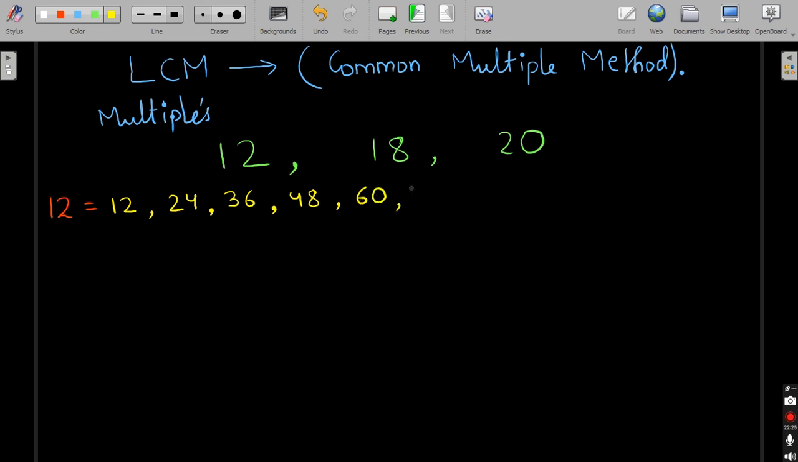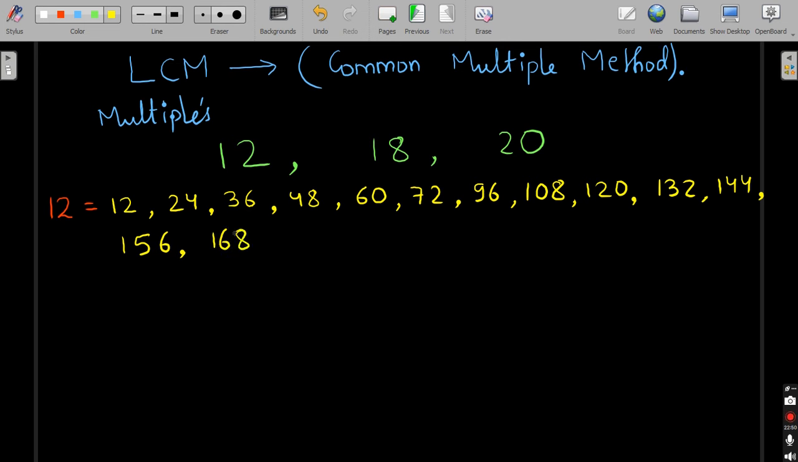12 fives are 60, 12 sixes are 72, 12 sevens are 84, and so on. After that you will get 96, 108, and again 120. After that 132, 144, and if you proceed you will get 156, then 168, 180, and 192, and so on. It means it will never end. These are the multiples, and it will never end.